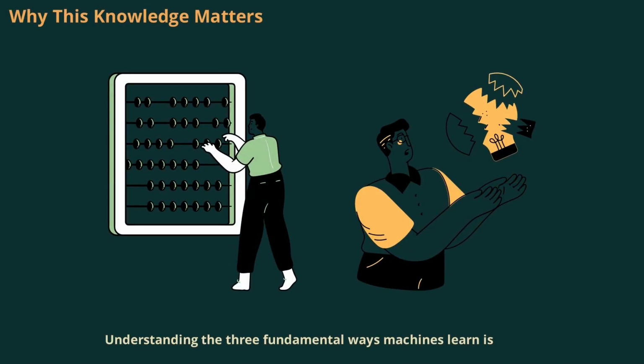Understanding the three fundamental ways machines learn is crucial for anyone working with data or AI. It helps you choose the right approach for your projects, communicate effectively with teams, and stay competitive in the tech industry. Whether you're building models, analyzing data, or making business decisions, this knowledge empowers you to make smarter choices.